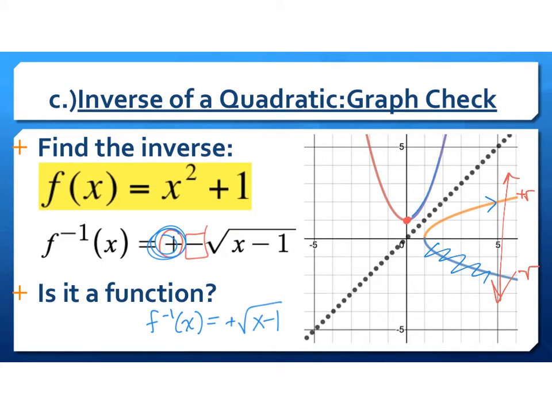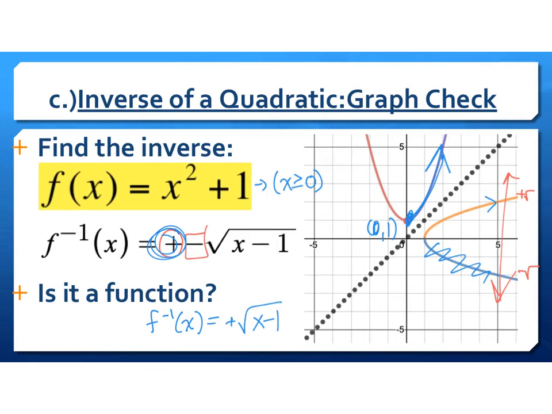So I only want to use this piece here from here up. So it's very important to know what your vertex is, and in this case it is 0, 1. So I want to use this parabola when x is greater than or equal to 0. That is my restriction to the domain.